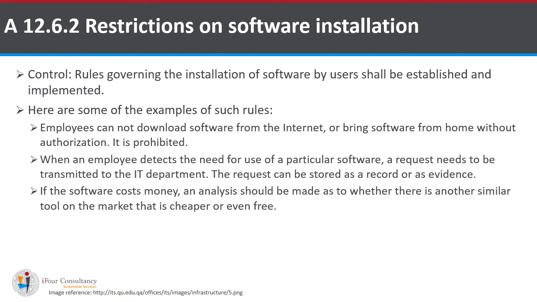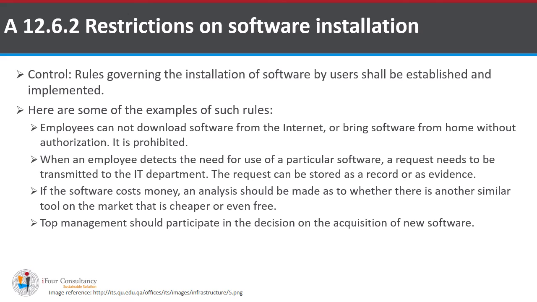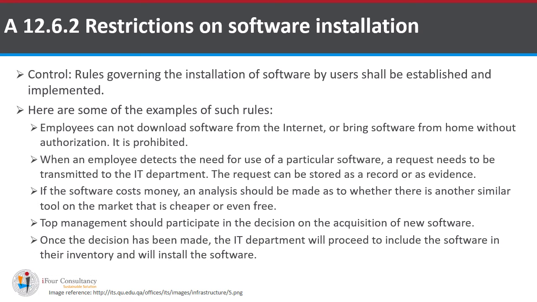If the software costs money, an analysis should be done as to whether there is another similar tool on the market that is cheaper or even free. If such a tool is available, then you have to go with the open source or free tool. Now, top management should participate in the decision on the acquisition of new software. The strategic level managers should know which software is used by the low level employees. Once the decision has been made, the IT department will proceed to include the software in their inventory and will install it.